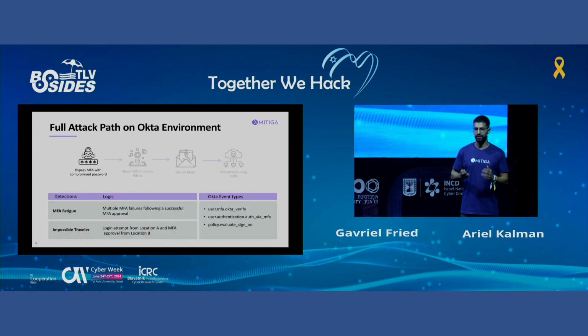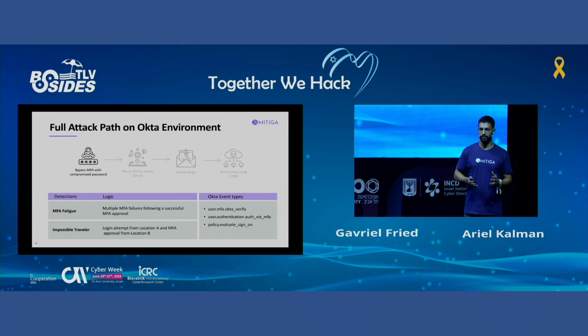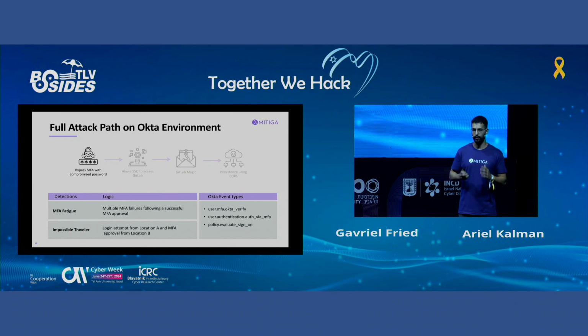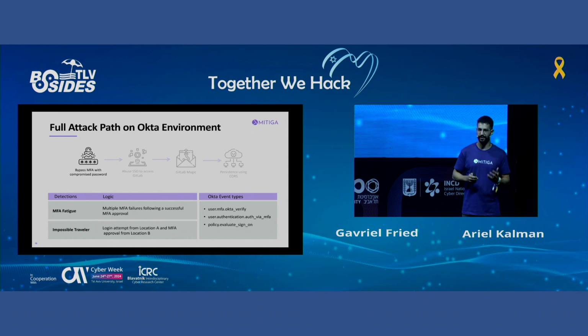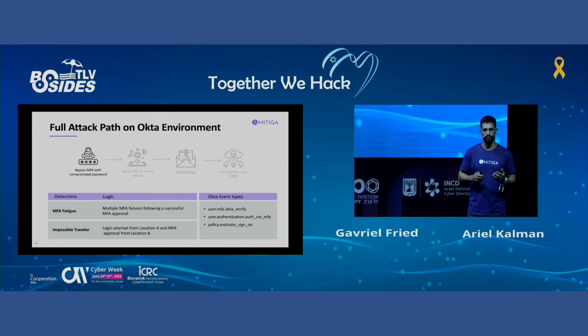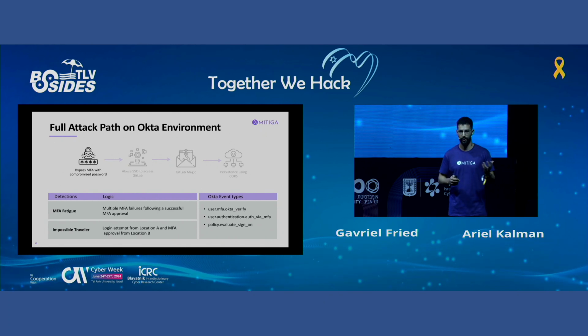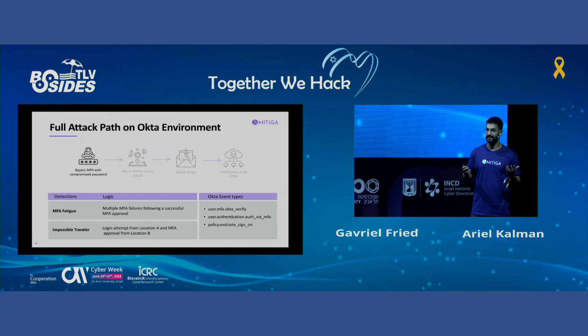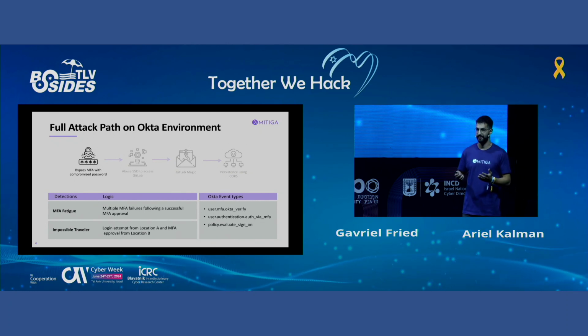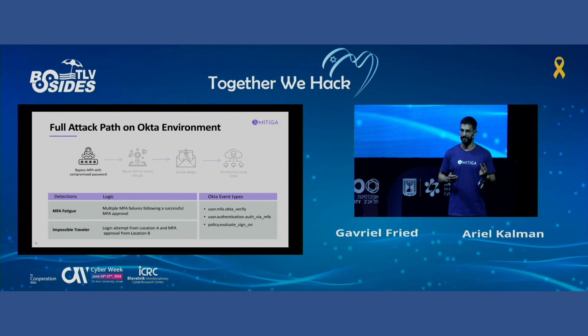The first step is initial access. The threat actor needs to have a foothold in your environment, often achieved by obtaining users' passwords through methods like password spray or phishing attack. The next step is to bypass MFA. We'll present 2 detections for it.